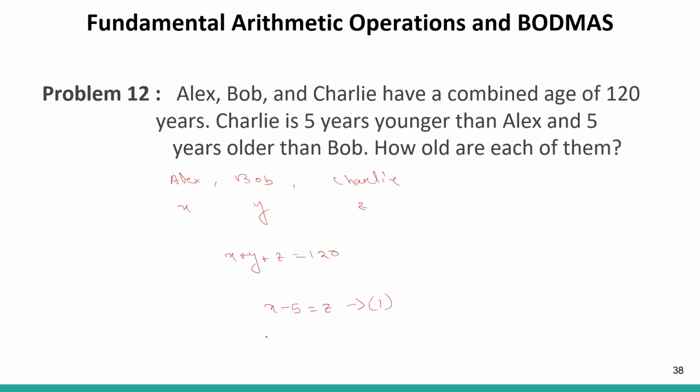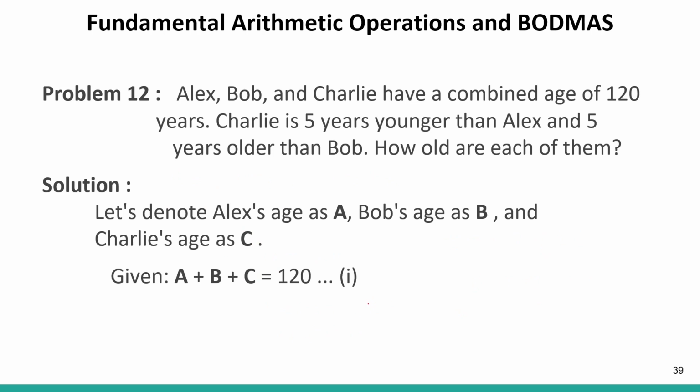So Charlie is y plus 5 is equal to z. Charlie is 5 years younger than Alex, so z is equal to x minus 5, and Charlie is 5 years older than Bob. So if Bob's age was y, then y plus 5 is equal to z. This implies that x minus 5 is equal to y plus 5. So this implies that x minus y is equal to 10.